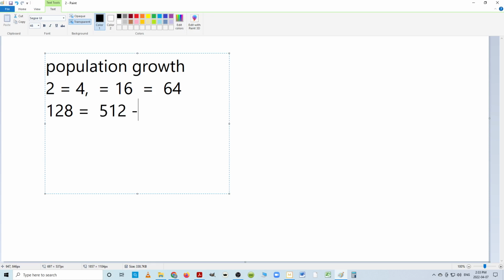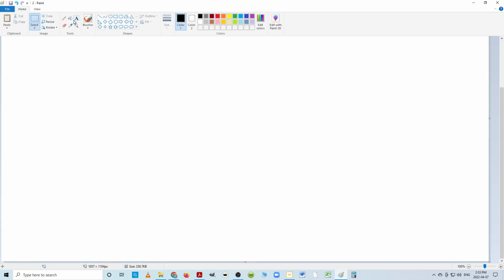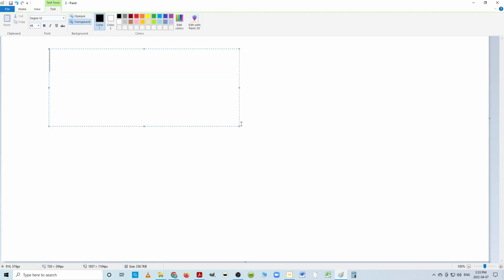You can see how quickly, after 7 generations, we've gone from 2 people to 1,024, but these big numbers will really grow. So population growth, bacterial growth: bacteria and viruses grow much faster than humans.